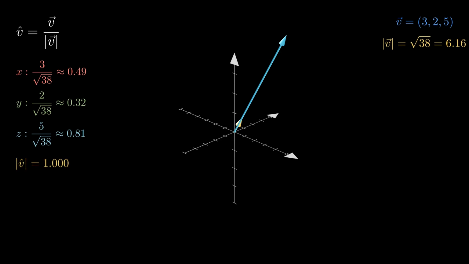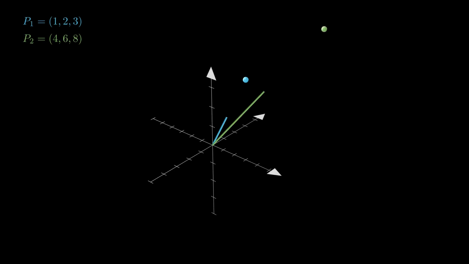Think of normalization as an extraction procedure. You are pulling the pure direction out of the vector and separating it from its scale. The direction now lives in the unit vector. The original size lives in the scalar you divided by.